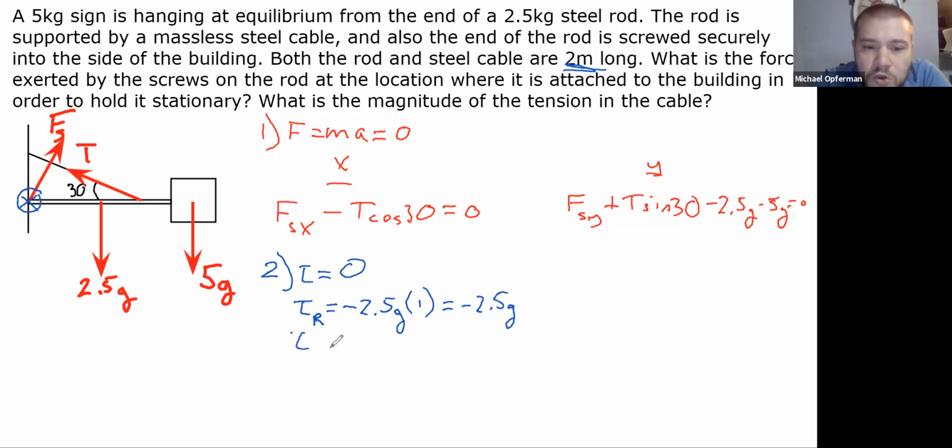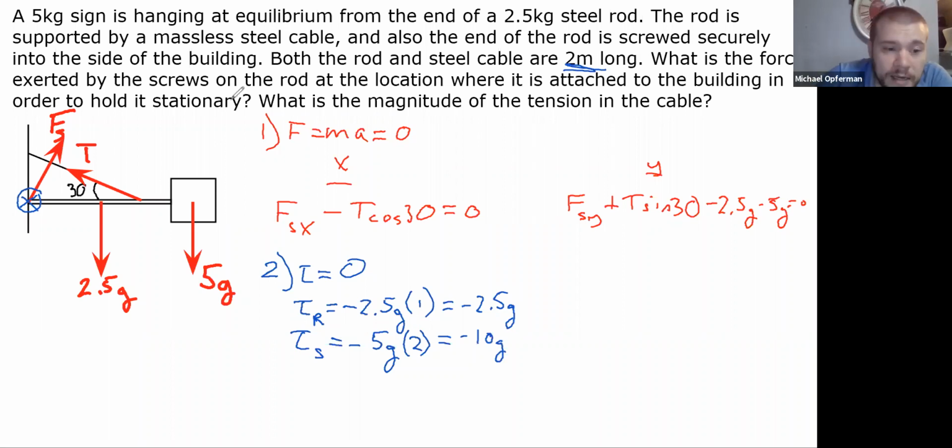Now we've got torque from the sign. The sign is exerting clockwise torque, so that's minus. And the force is 5G. It is tangential. And now we need the distance from the axis to the sign. That's going to be the entire length of the rod, so 2. So this one's going to be minus 10G.